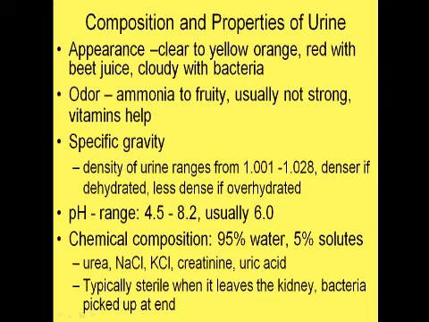Okay, the specific gravity is the density. The density of the urine can change. The density of water is 1.00, so if you're drinking a lot of water, your urine density will be really low, 1.001 to 1.028. You don't have to remember those numbers. If you're dehydrated and your urine looks really yellow or kind of brown, the specific gravity is going to be higher. The pH range of urine is between 4.5 and 8.2. Usually it's about 6. What you eat can influence that.